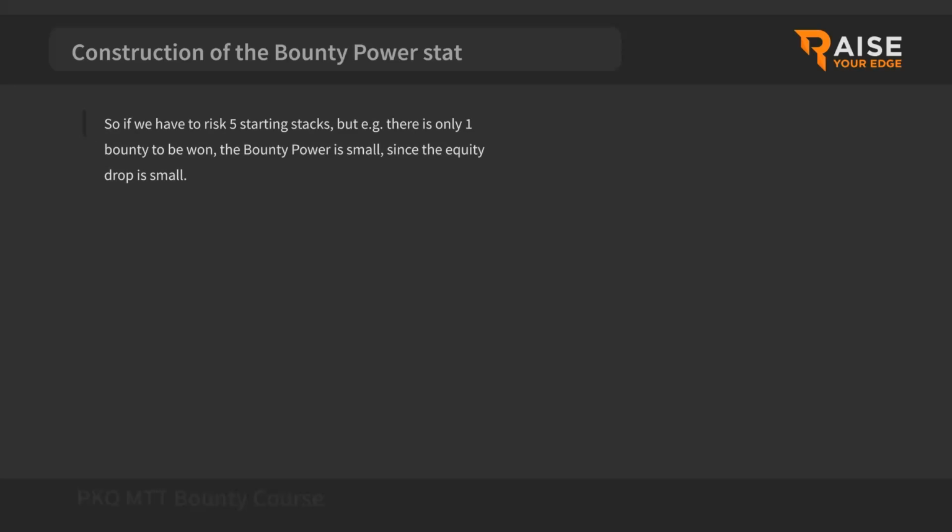So for example, if we are risking 5 starting stacks, but there is only one bounty to be won, the bounty power should be small, since the equity drop, of course, is small. And if we put in the numbers, so we are winning one bounty, so this is 1 start bounty divided by the start bounty, and we are risking, for example, 5 starting stacks, then our bounty power is 0.2. So for this scenario where the equity drop is small, our number is actually small.